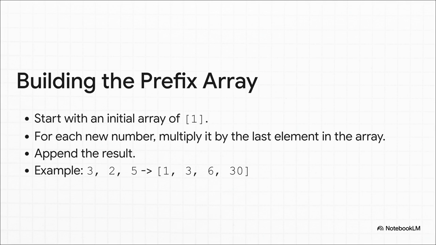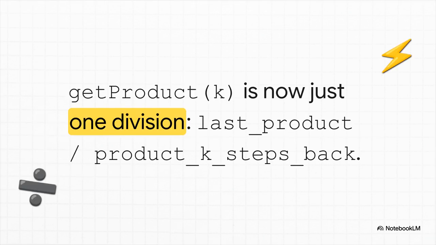It's a running product. And this is the whole point. We have this special array. So what? Well, say we want the product of the last two numbers, the 2 and the 5. All we have to do is take the very last product in our array, which is 30, and divide it by the product from 2 steps ago, which is 3.